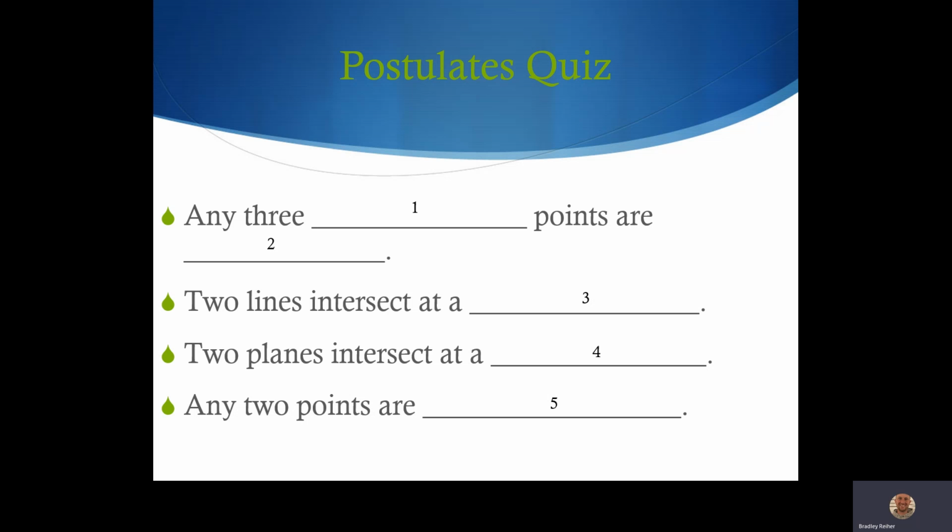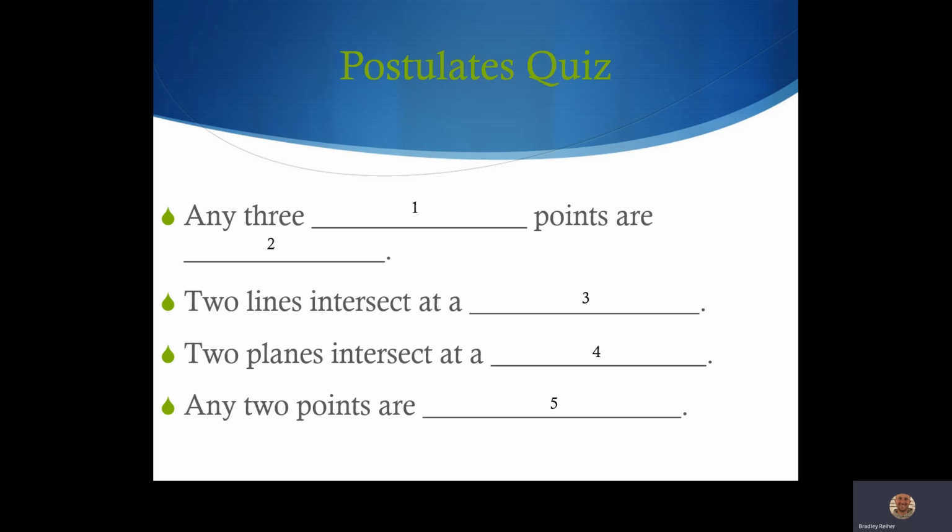Next one, 2 planes intersect at a blank. Think about the floor and the wall. Do the floor and the wall touch? How do they touch? What do they touch at? Their intersection is a line. 2 planes intersect at a line.